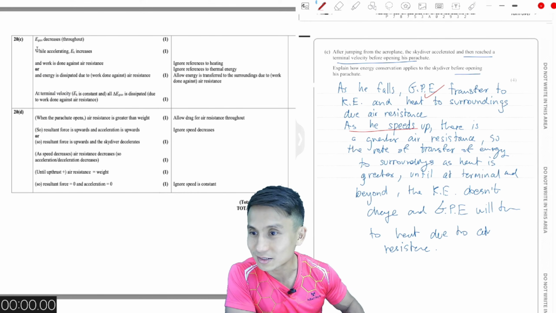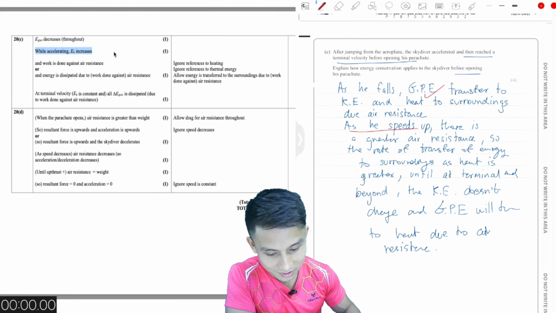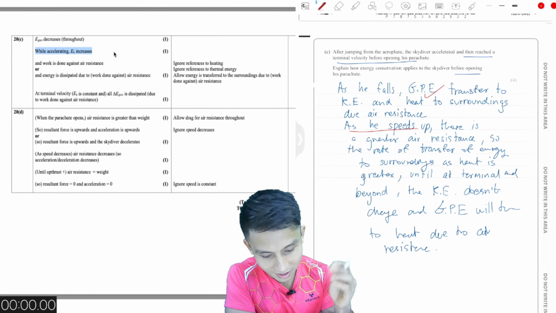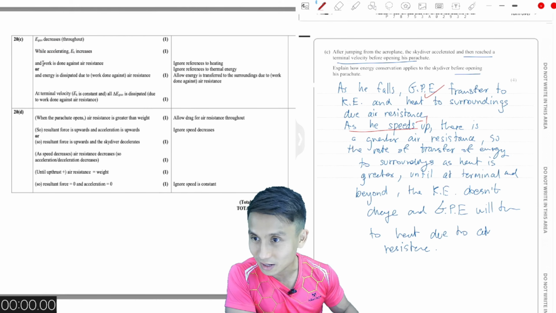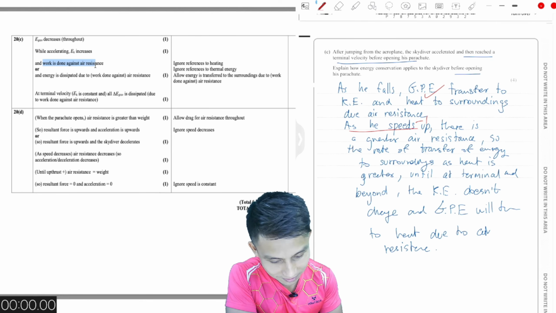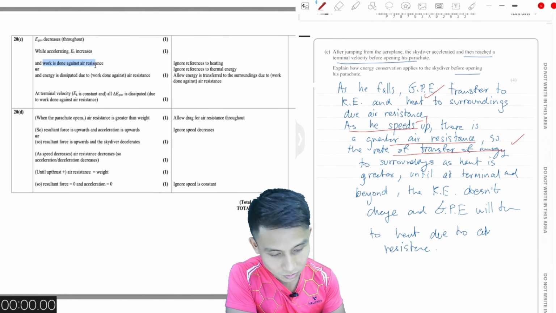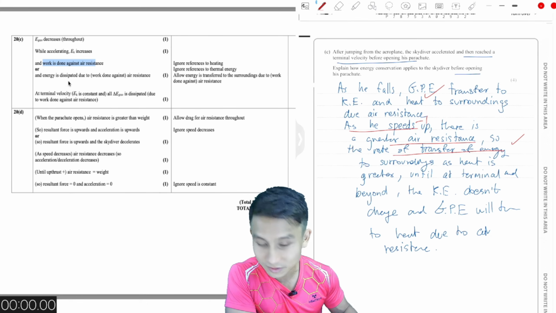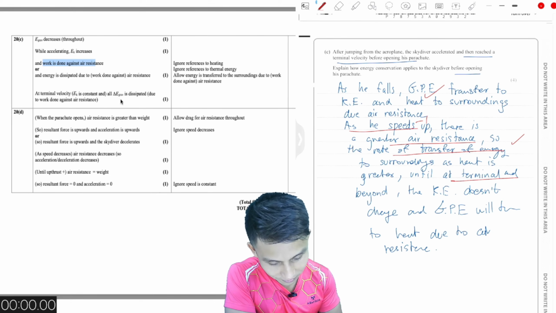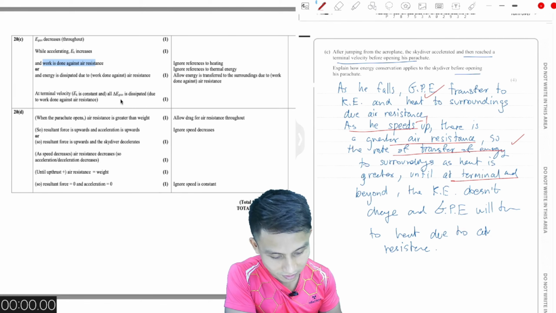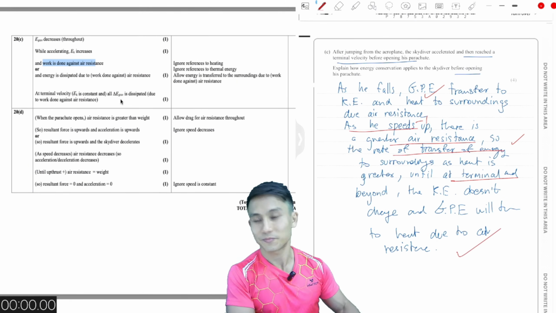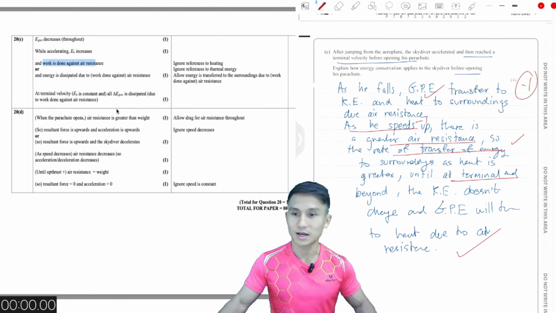Okay, I didn't say this. While accelerating, EK increases. I only say he speeds up, but not saying EK. Right, so I'm gonna lose one mark there. And work is done against air resistance. I said that, right? Yeah. So I covered that. Yeah, energy dissipated due to heat, yeah. And then terminal velocity. Yep, I also covered that: at terminal, KE doesn't change, and GPE will transfer to heat due to air resistance. Yep, so I lost one mark for that.